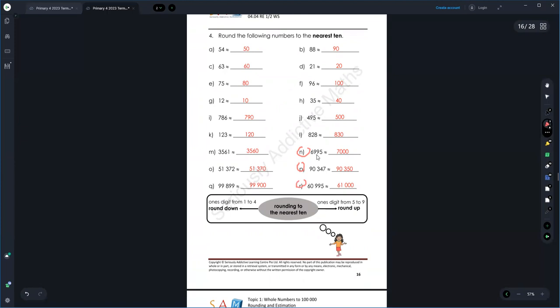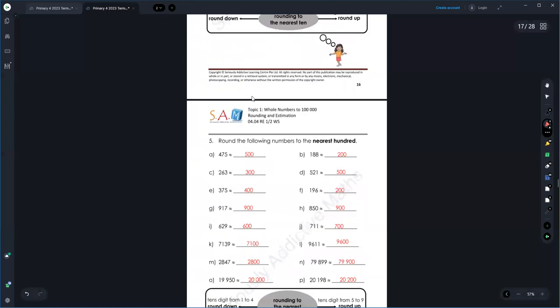Nearest 10 means tens place. So this is the one they decide. Okay, so this one is a bit tricky, right? 9, and take note that when it's rounded up, it will need to be renamed as well. So you might want to show them how to do this, if they are not sure. Or you can start with some simple ones first, like A, C, E. Okay, and then focus on the rest.